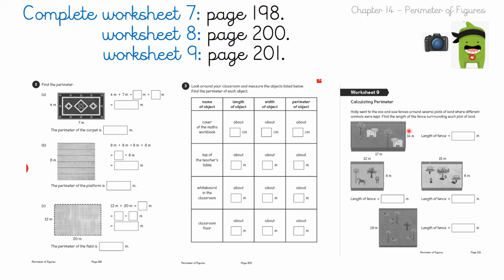And to finish with, page 201, it says, Holly went to the zoo and saw fences around several plots of land where different animals were kept. Find the length of the fence surrounding each plot of land. So you can choose any method you want to find the perimeter of these different plots of land. If you can write down your working out so we can see how you solve it and what method you prefer. Okay, have a go and upload today's work to Class Dojo, please, so we can have a look at how you've been doing.